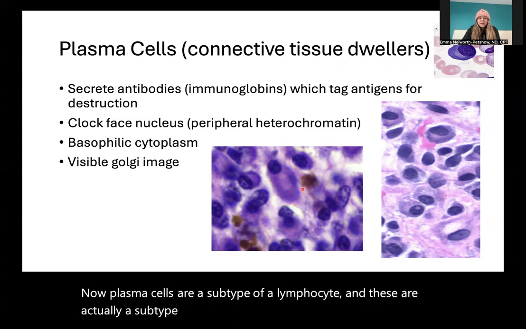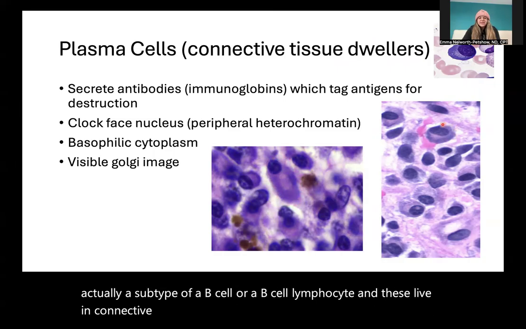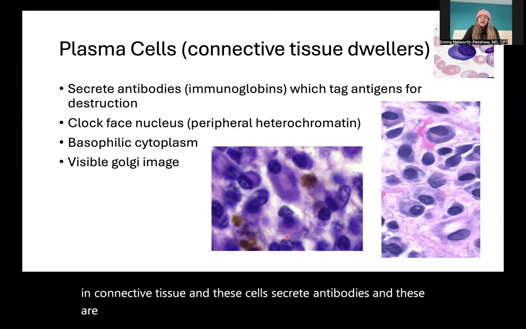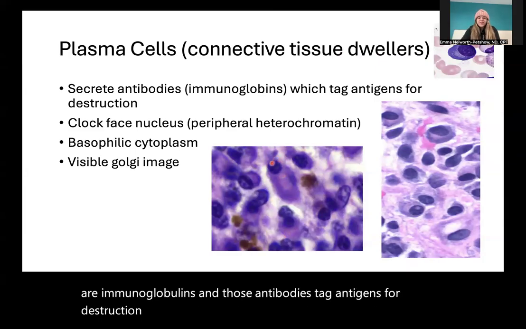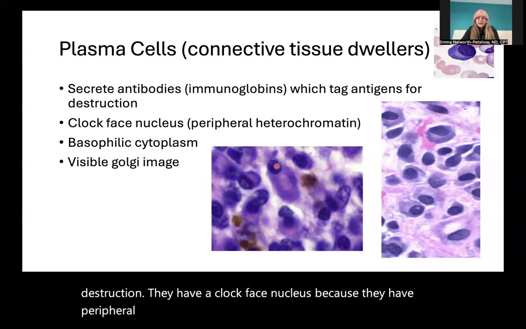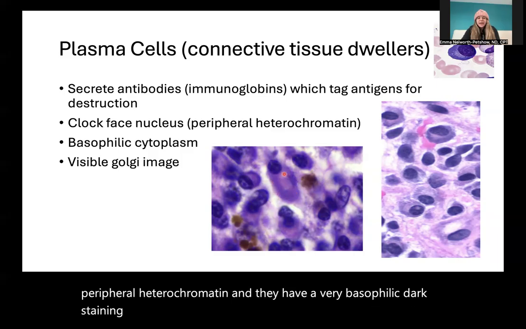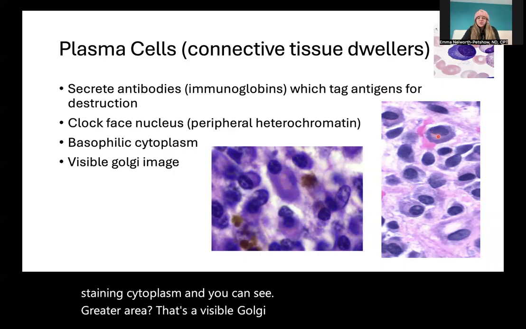Now, plasma cells are a subtype of a lymphocyte, and these are actually a subtype of a B cell or a B cell lymphocyte, and these live in connective tissue. And these cells secrete antibodies, and these are immunoglobulins, and those antibodies tag antigens for destruction. They have a clock face nucleus because they have peripheral heterochromatin. They have a very basophilic, dark staining cytoplasm. And you can see this lighter area, that's a visible Golgi apparatus.